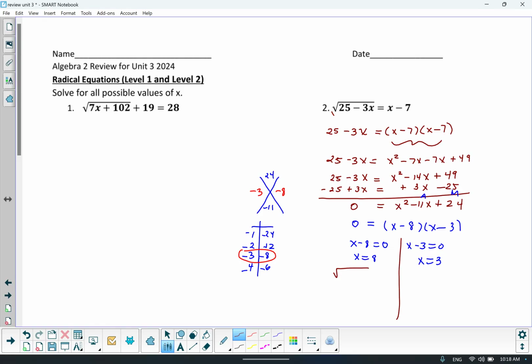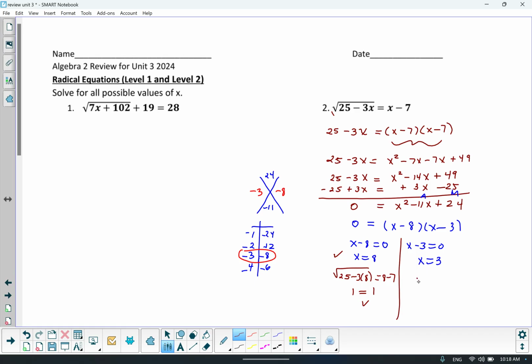And we get, let's first check 8. So 25 minus 3 times 8. Is it equal to 8 minus 7? So that's 25 minus 24, which is square root of 1, which is just 1. And the right-hand side is 1. So we know that 8 checks.